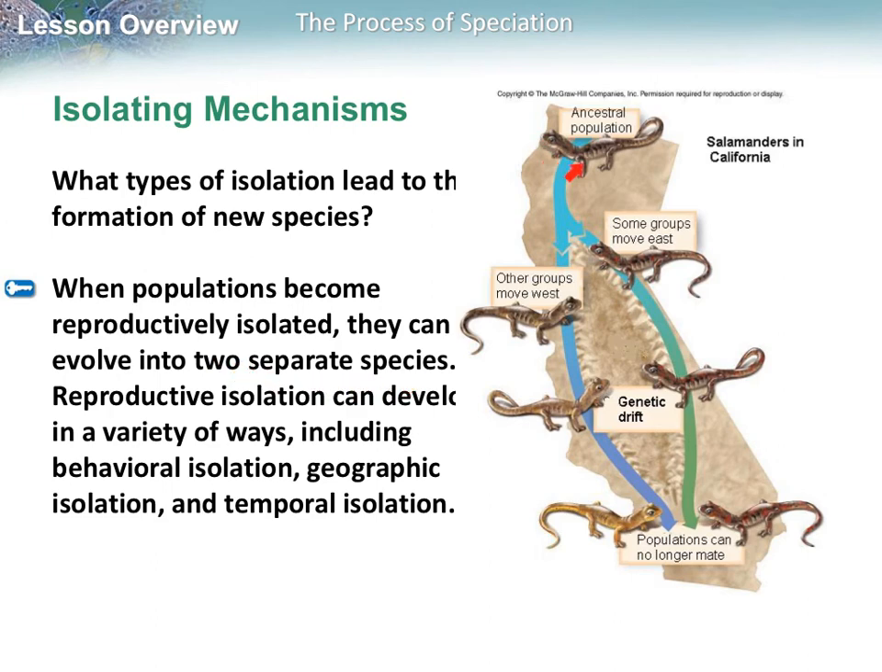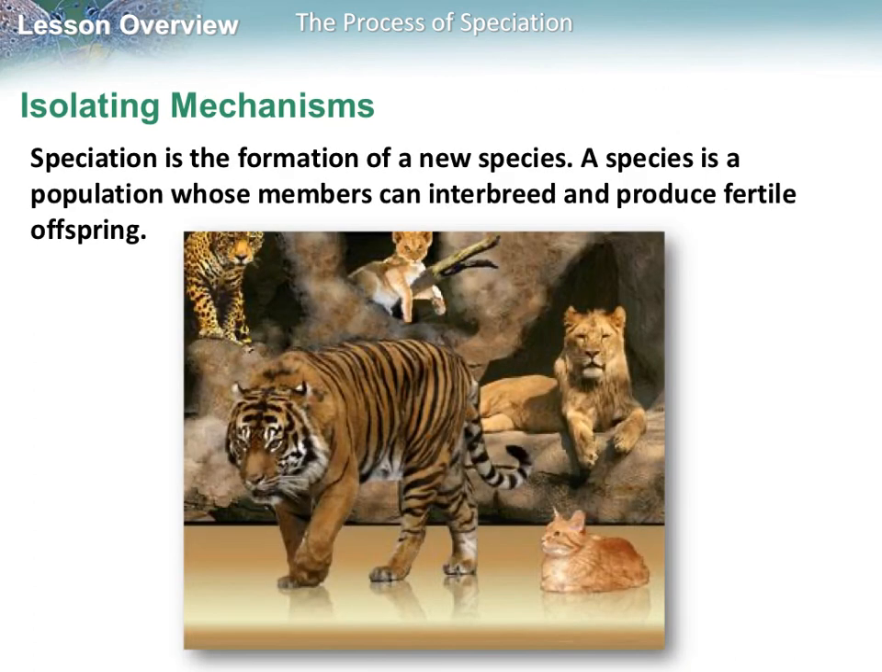So here we have an ancestral population of salamanders in California. Some groups move to the east, other groups move to the west. Over generations and generations, we get adaptations and natural selection, and we change into two different populations that can no longer mate, and we get two different species. This can come in different ways. We can have what's called behavioral isolation, geographic isolation, and temporal isolation.